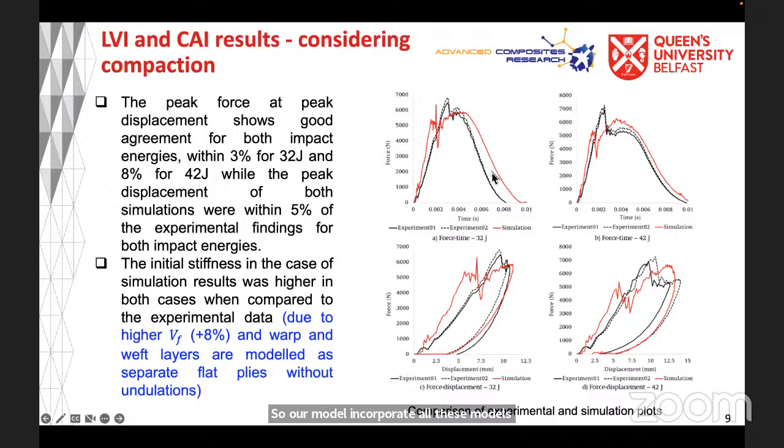And as you can see, this is the result of the force time and the force displacement plot. Force time means that if we hit the composite block with this impactor, what will happen to the force as a function of time. The black one is the experimental results, and the red one is the finite element results. As you can see, both are matching very well. And this is again for the displacement. This is for the 32 joules, and this is for the 42 joules. We can see that our results are matching very well with the simulation results.